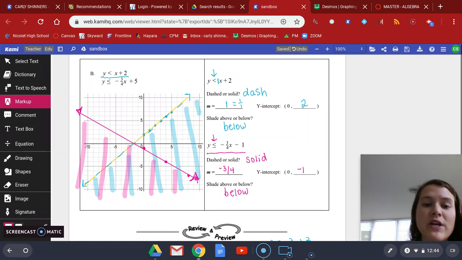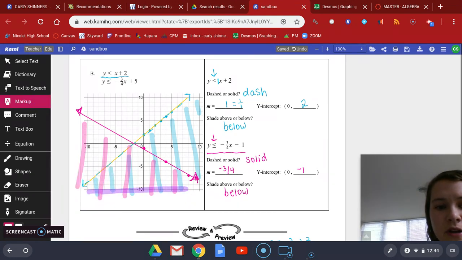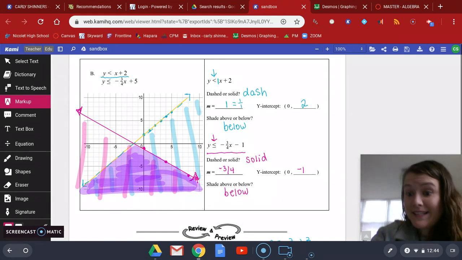And now what region, where do you see both pink and blue? I see it in this bottom kind of triangular shape here. So I'm going to take my purple and I'm going to shade in this region. Get it nice there. Beautiful. So where do they cross? There it is. Beautiful. And so that's systems, guys.